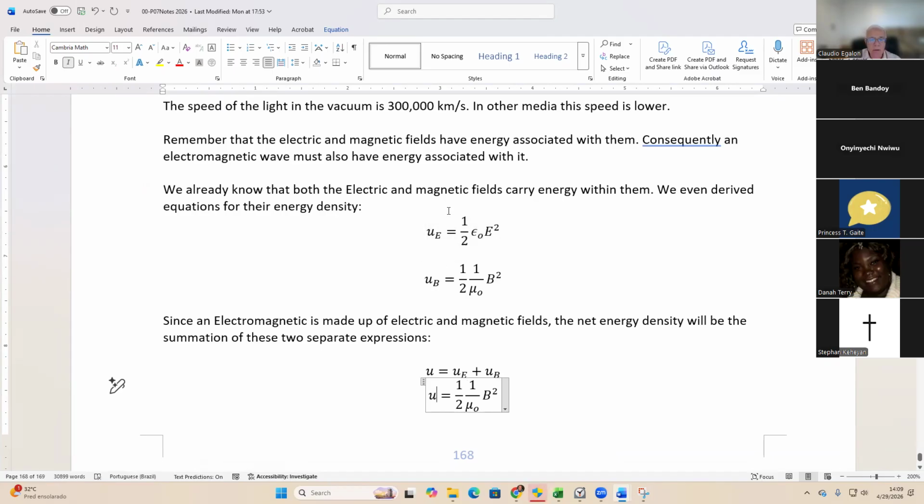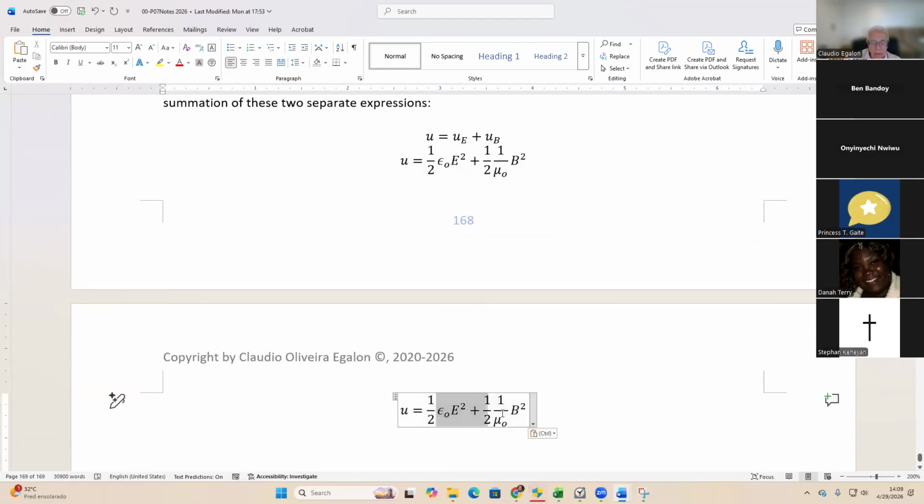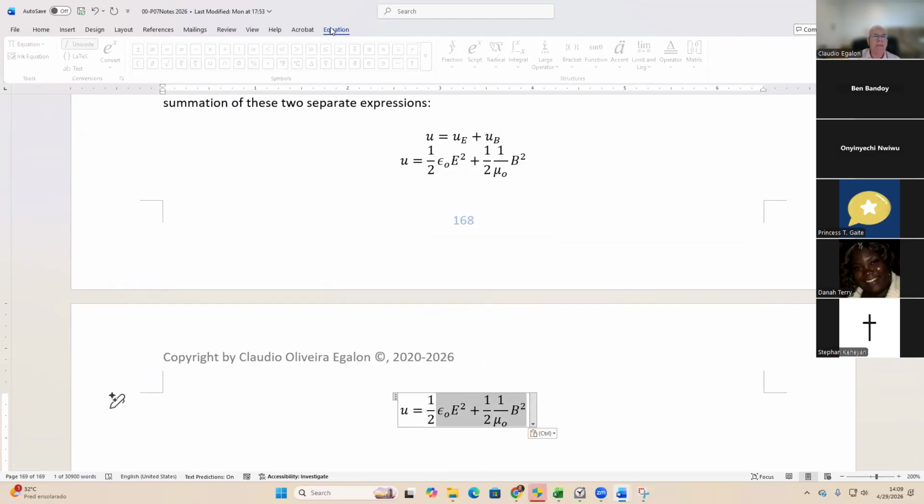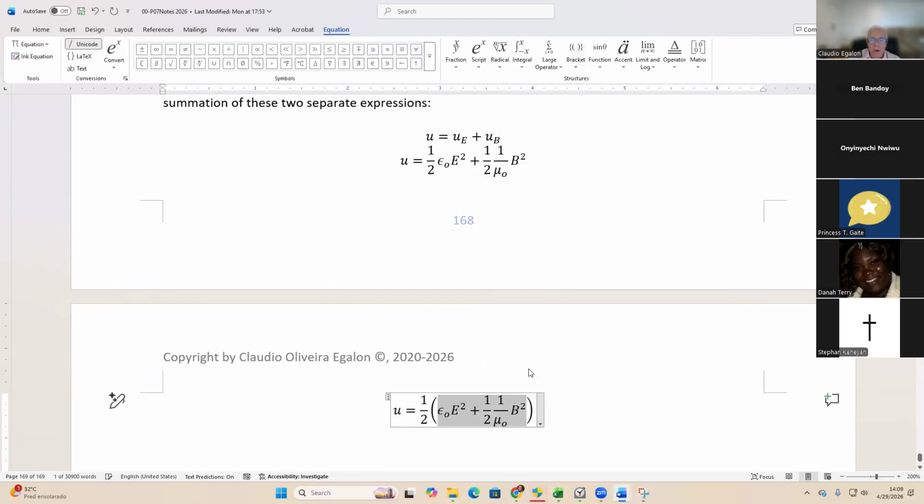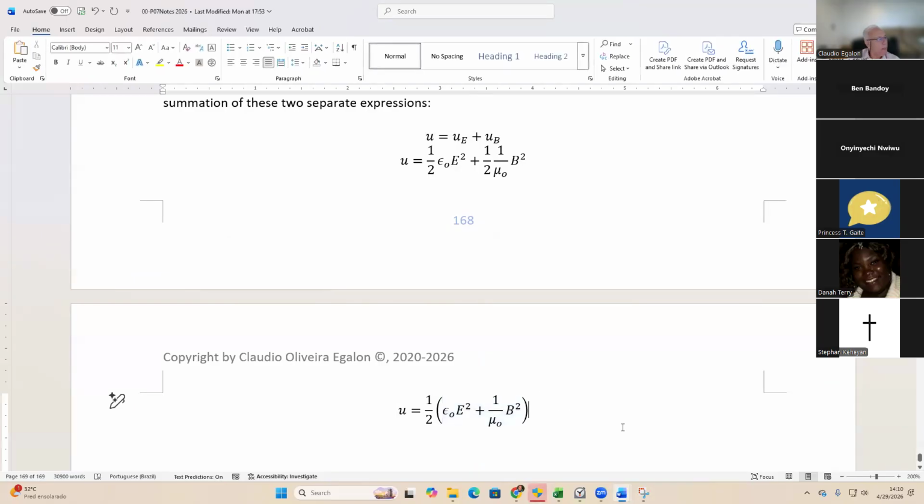U sub E is this one here. And we have this simpler expression. Doesn't get any simpler than that, right? We're going to put the half in evidence, like that.